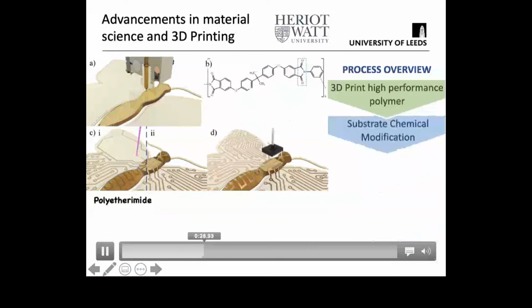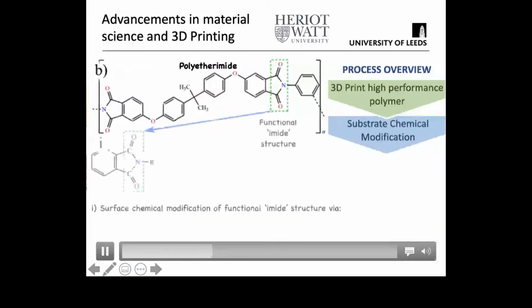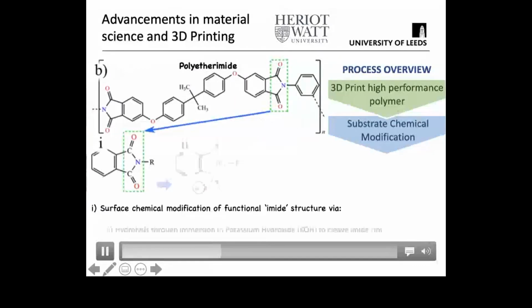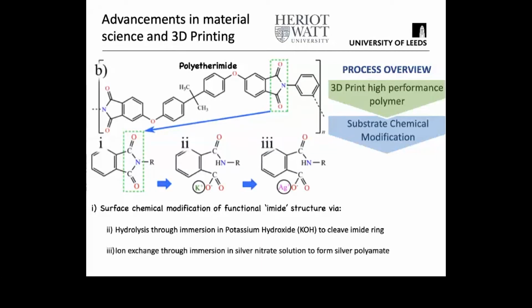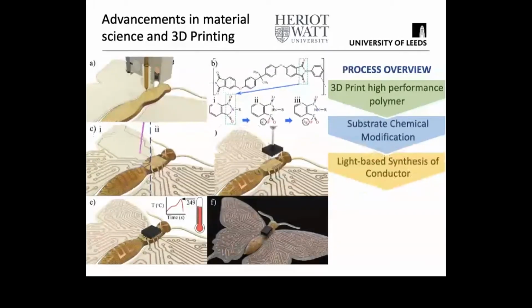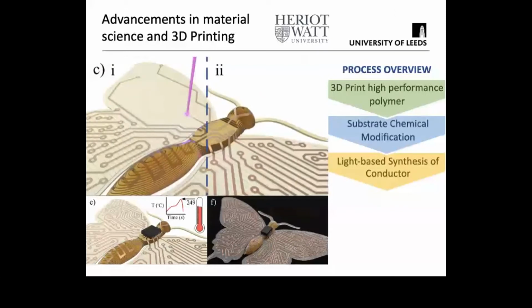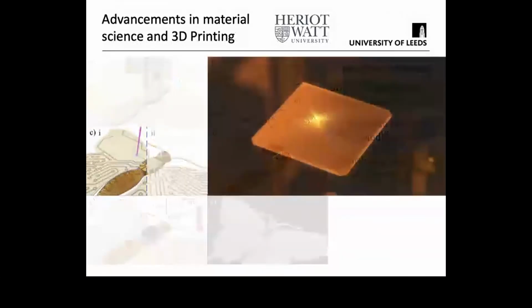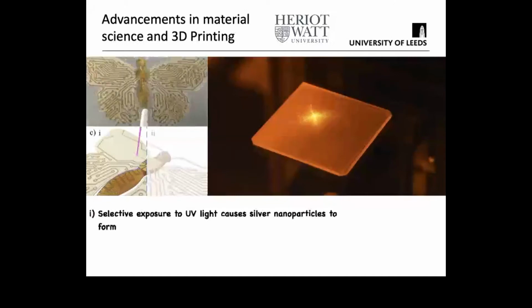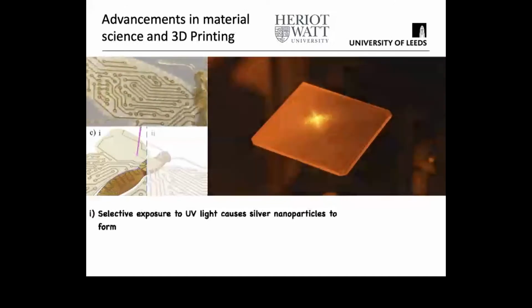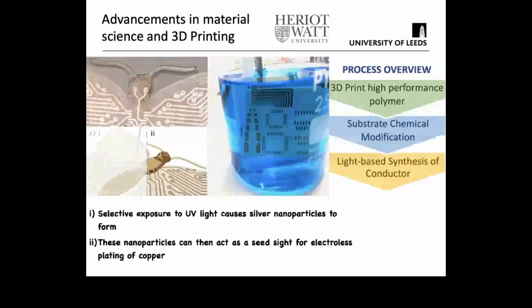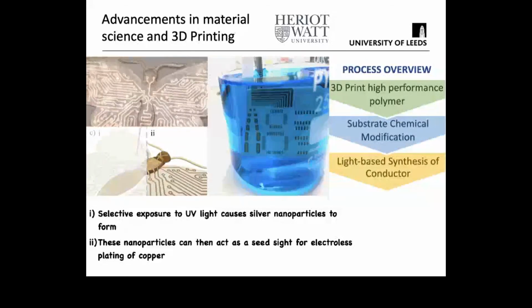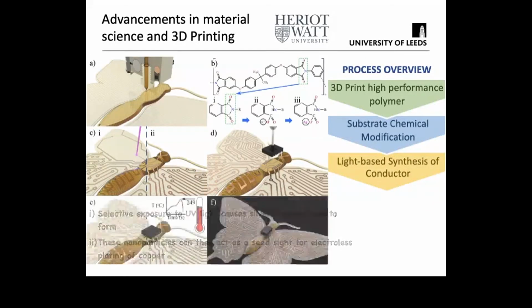Once we've done the chemical modification and cracked this imide ring, we immerse the material into silver nitrate solution. What this does is replace the potassium ion with a silver ion, so we've now embedded silver into the polyimide structure. Once we've done that, we use light-based patterning. In our case, we're using a laser so it can be digitally driven. Where that light in the UV spectrum hits the substrate, it causes the metallic nanoparticles to reduce onto the substrate. We can then use traditional copper electroless plating, used by the PCB industry, to grow onto this silver.